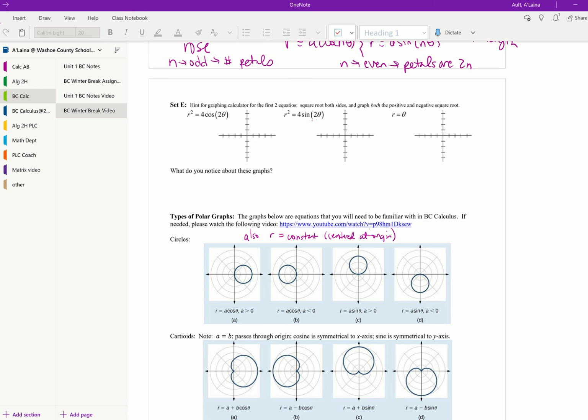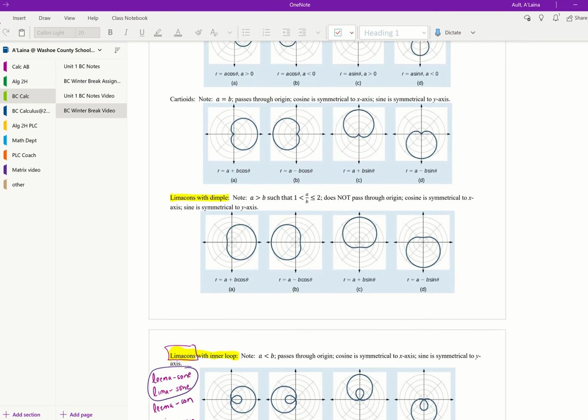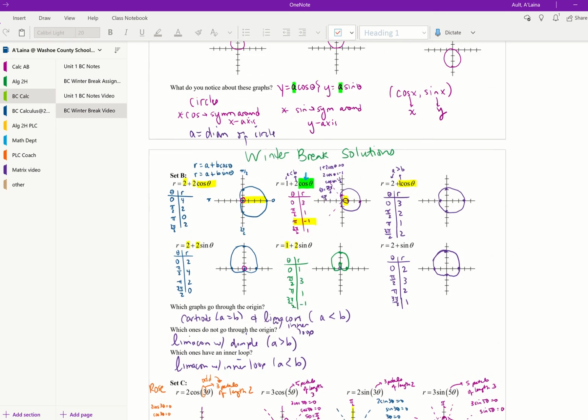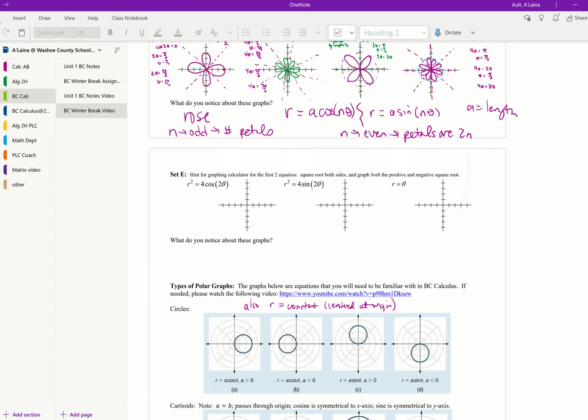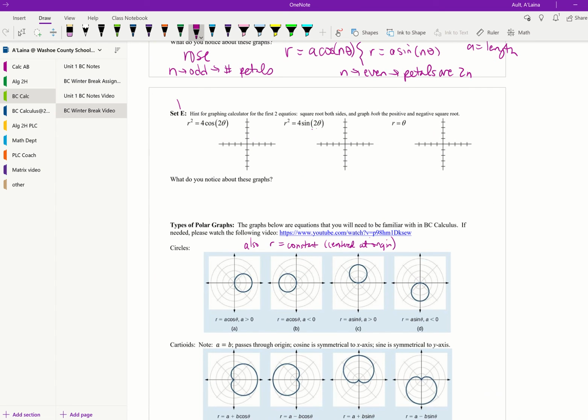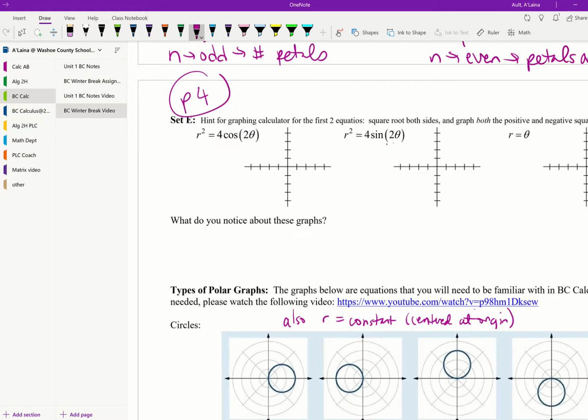All right, let's take a look at the next set here. We are on page, I don't know, maybe 4 on this one. Sorry, page 3 took forever. Okay, so these are kind of interesting ones to graph, particularly the first two.